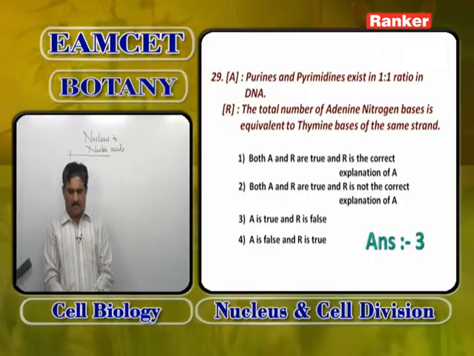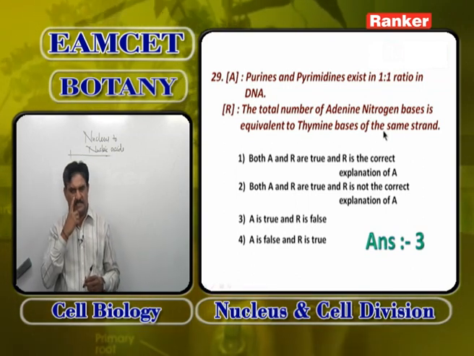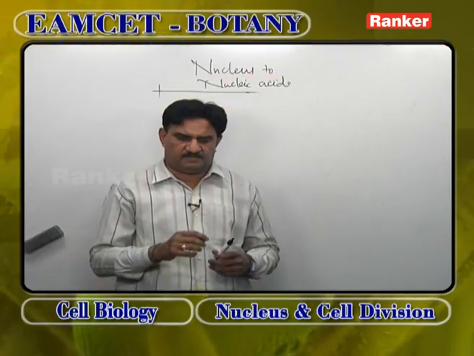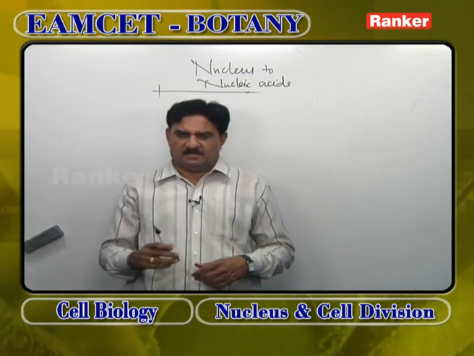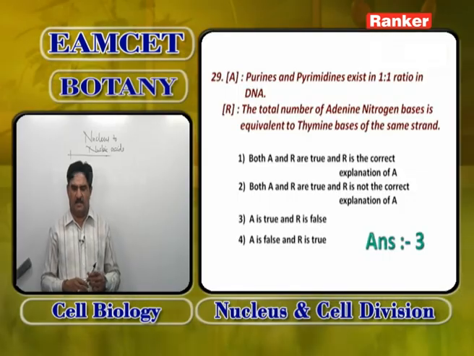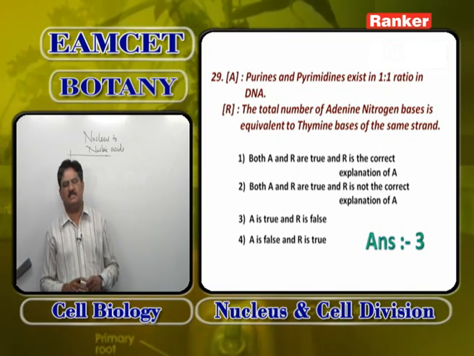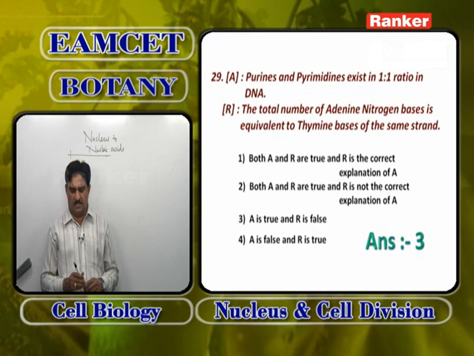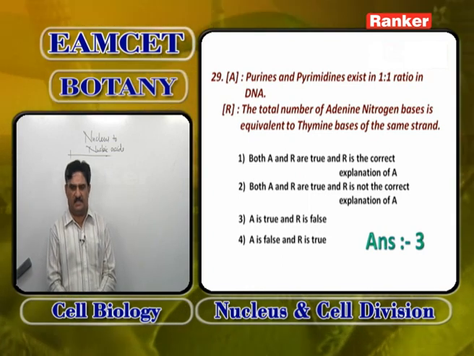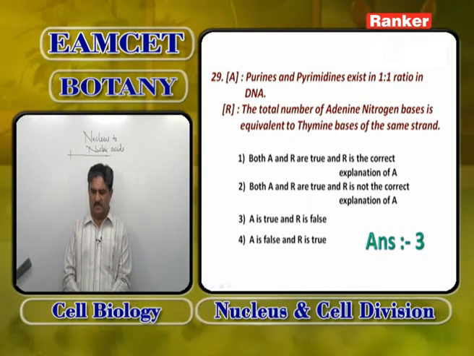It is correct. The total number of adenine nitrogen bases is equivalent to thymine nitrogen bases in the same strand is wrong. The total number of adenine nitrogen bases is equivalent to thymine nitrogen bases in the complementary strand is correct, not in the same strand. So purines and pyrimidines exist in 1:1 ratio in DNA is correct. If it is given as the complementary strand, it is correct. So here A is correct, R is false.